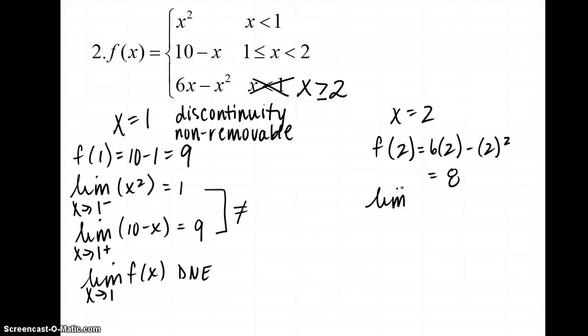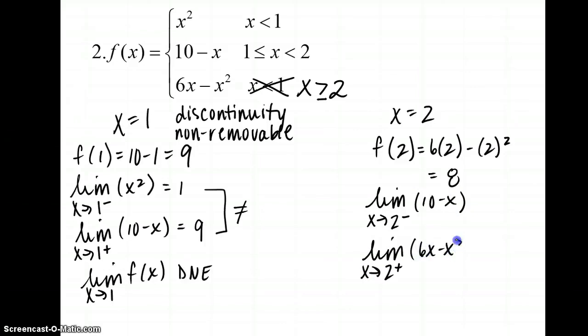Now for the limit, we look at the one-sided limits. X approaches 2 from the left-hand side. From the left-hand side is the line 10 minus x. From the right-hand side of 2, it's the quadratic 6x minus x squared. So making direct substitutions into each of these, 10 minus 2 would give us 8. 12 minus 4 would give us 8.